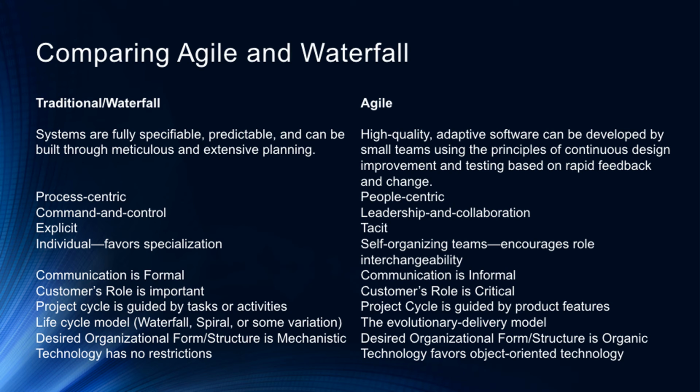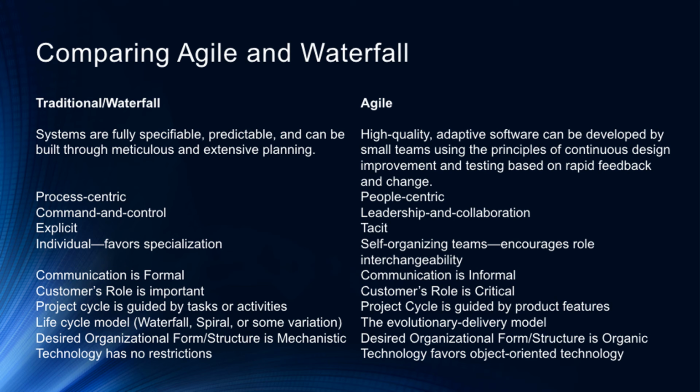Waterfall is explicit, Agile is tacit. In Waterfall, the individual favors specialization, whereas in Agile, a self-organizing team encourages role interchangeability. In Waterfall, communication is formal, and in Agile, communication is informal. In Waterfall, the customer's role is important. In Agile, the customer's role is critical. In Waterfall, the project cycle is guided by tasks or activities, and in Agile, the project cycle is guided by product features.